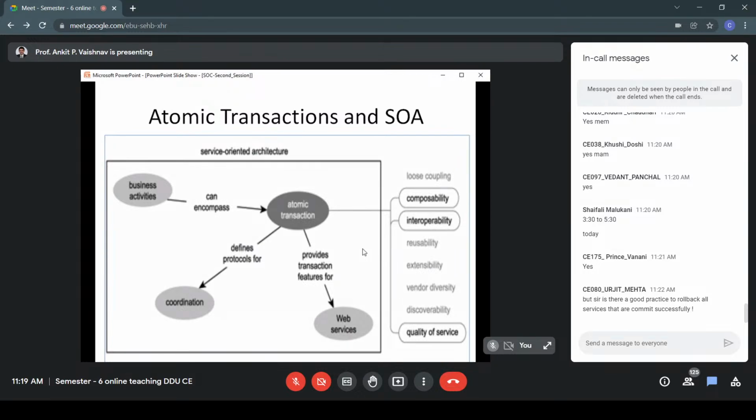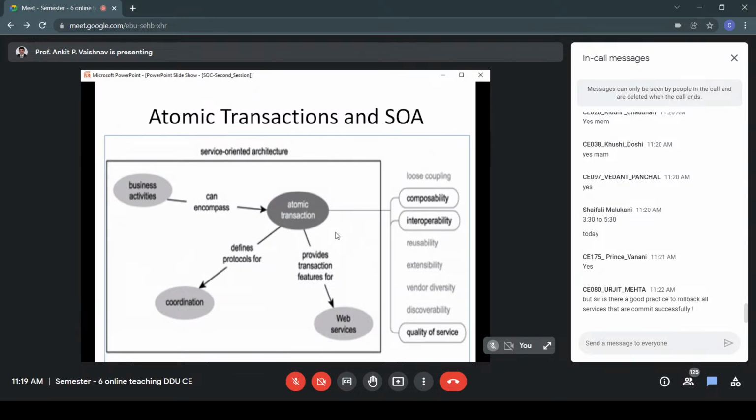So it all depends upon your logic, isn't it? If the services like A, B, and C, A and B are committed successfully and C is aborted, and if our A and B services are not dependent or connected to the service C, then we can go for success. Then you should not roll back those services.